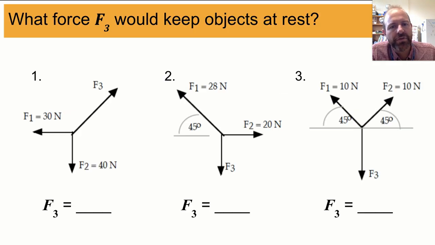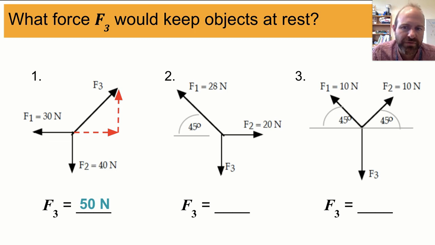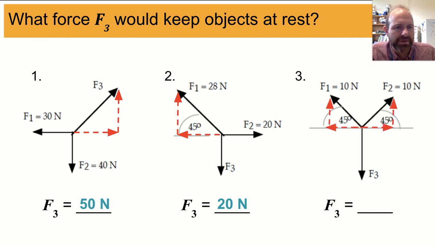This could be done even with forces at angles. Of course, you have to do a little bit more. You have to find the various components of those forces and then add them up. Right? We need 40 newtons up and 30 newtons to the right. Combine those together in a 3, 4, 5 right triangle gives you 50 newtons for force 3. Similarly, here we need 20 newtons down to counteract the upward components. And in this one, we've got to do this twice to find all the x and y components here. The x components cancel out, but force 3 needs 14 newtons.